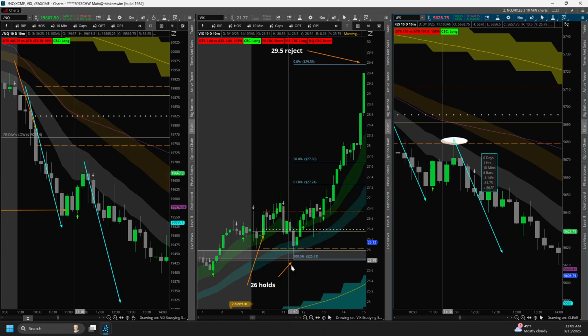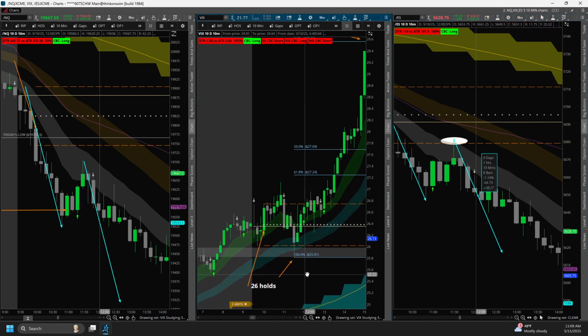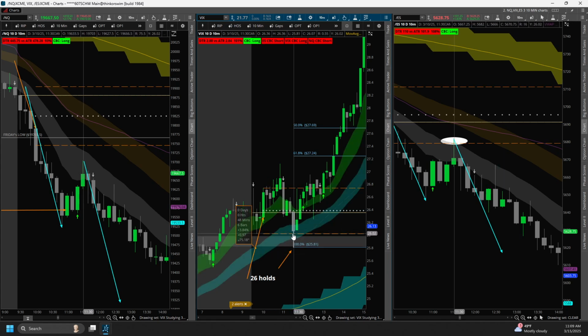And one of the things that was telling was this ORB low fake out breakout where the 26 level holds on the VIX, right? So here's 26 right here just below the ORB low. So 26 held there, 26 holds here. It gets pierced and then they close back above it.